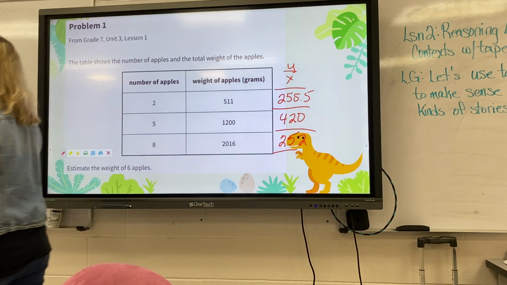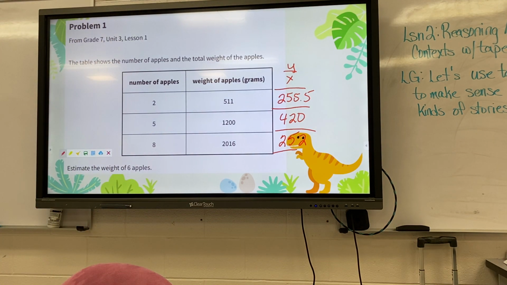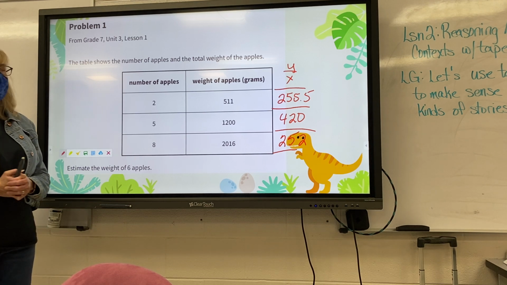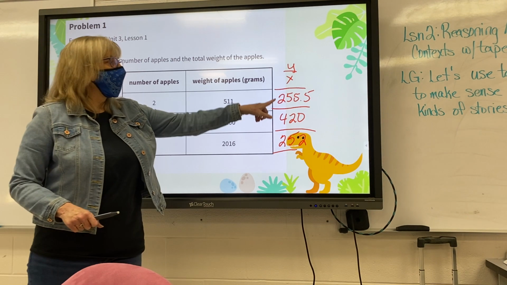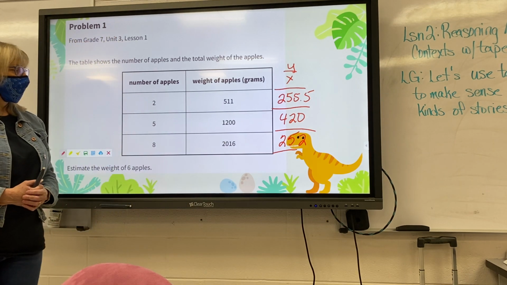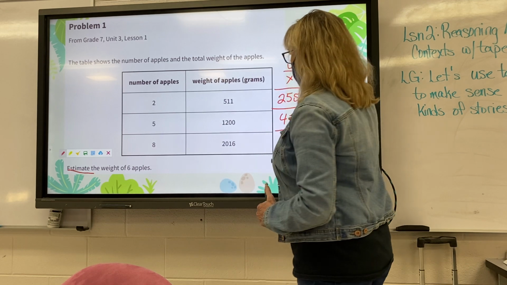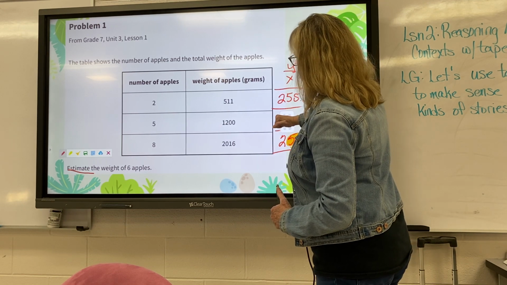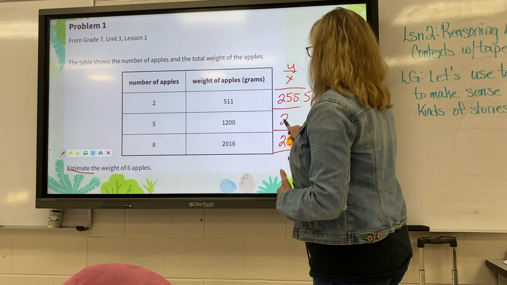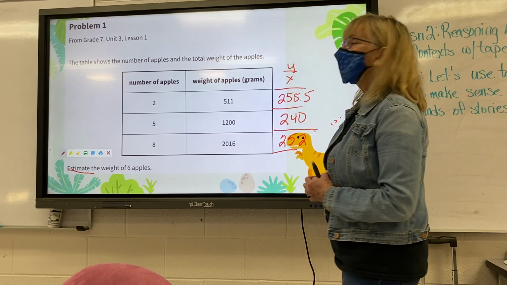Does every apple weigh the same? No. Okay. So we wouldn't expect to have a constant of proportionality. But this is telling us what 1 apple weighed. And they are asking us to estimate the weight of 6 apples. I'm looking at the weight of apples for 5. That doesn't make sense. 420 wouldn't make sense. Okay, so did we get a wrong number here? I did 1,200 divided by 5, and I got 240. Okay. You're right. That makes more sense.